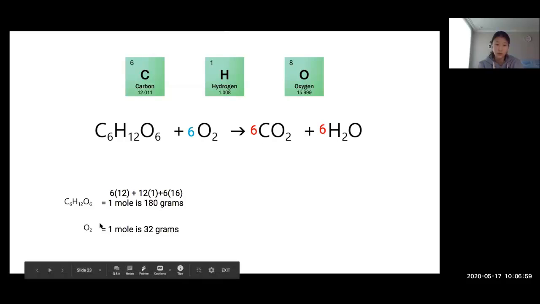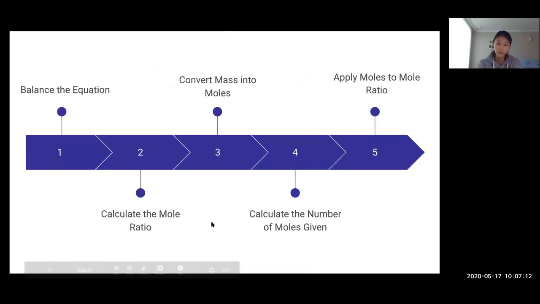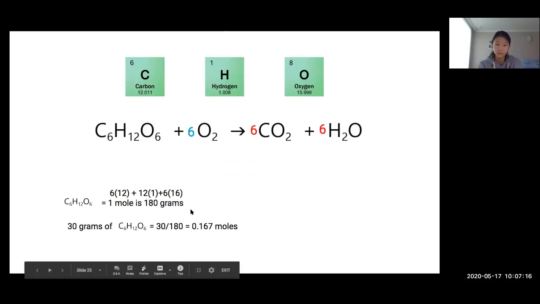And then we have O2 here. We need to multiply 2 by 16, which will give us 32 atomic mass units. But again, 1 mole is 32 grams of O2. The third step is to convert mass into moles.